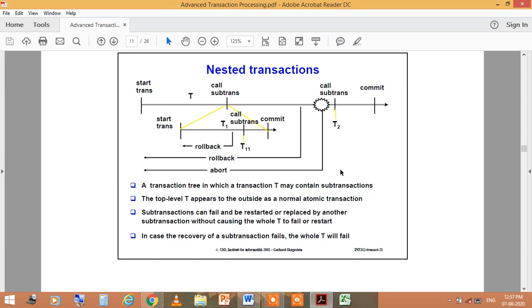Okay, so this is a transaction tree in which a transaction T may contain sub transactions. So the top level T appears to the outside as a normal atomic transaction. Sub transactions can fail and be restarted or replaced by another sub transaction without causing the whole T to fail or restart. In case the recovery of a sub transaction fails, the whole T will fail.